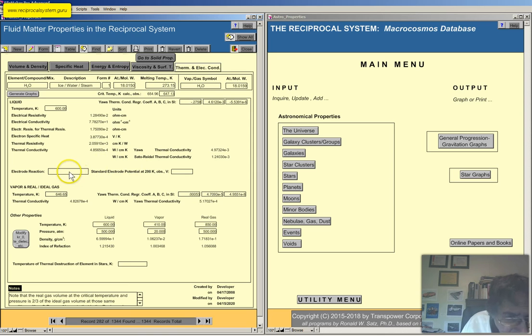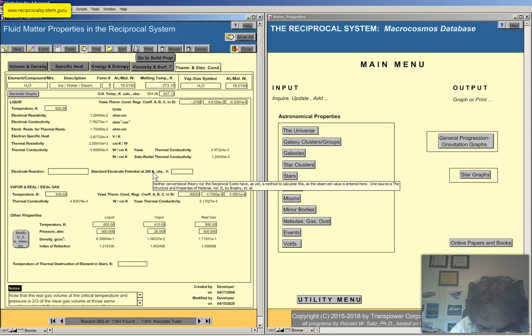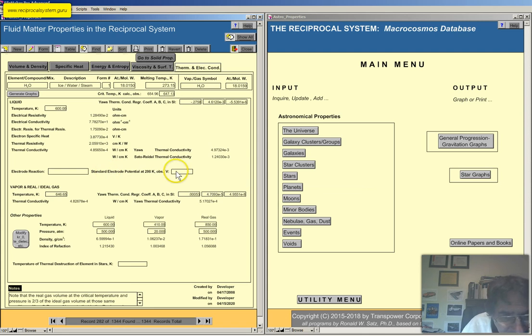For this compound, there's no electrode reactions and electrode potential. There's nothing here. Let's see. Let's read the tooltip. Neither conventional theory nor the reciprocal system have a method to calculate this, so the observed value is under 0. One source is the Structure and Properties of Materials, volume 2, by Moffatt et al. So, this is just as another property to put into the system.